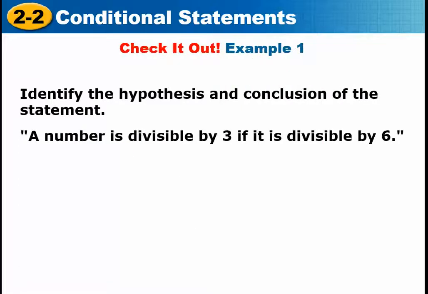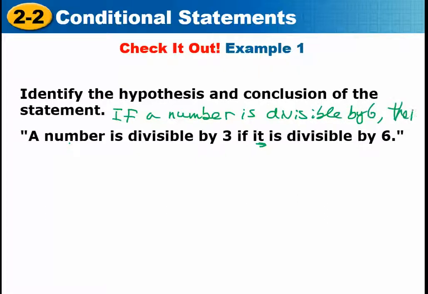Here's another one. Try this. Pause the video and see if you get it right. The if's in the middle, so it's a little bit trickier. I'm going to rewrite it so that it's in if-then form. If it, what's it? It's a number. If a number is divisible by 3, no, by 6, then, and now I need the rest, then it is divisible by 3.